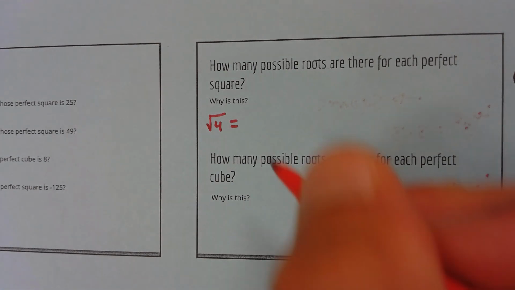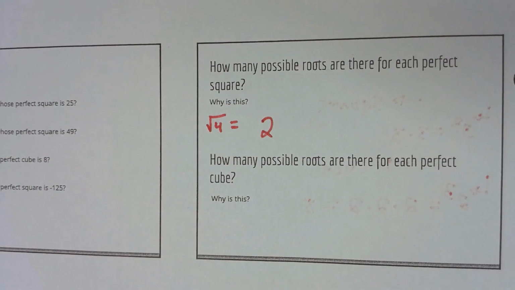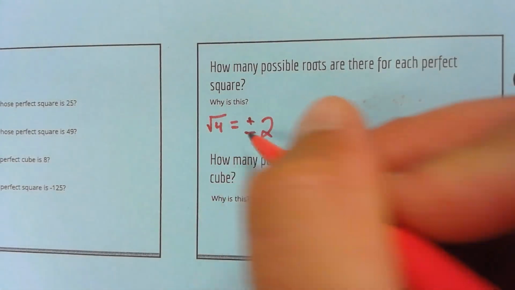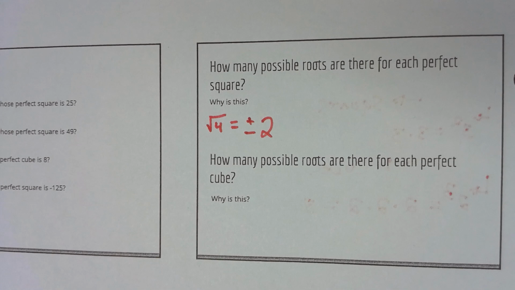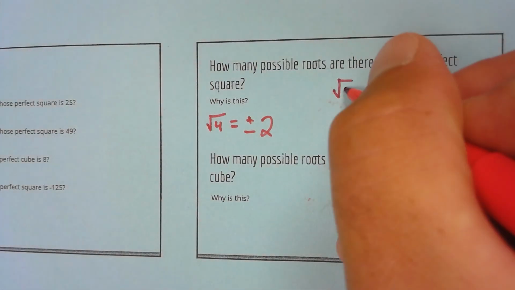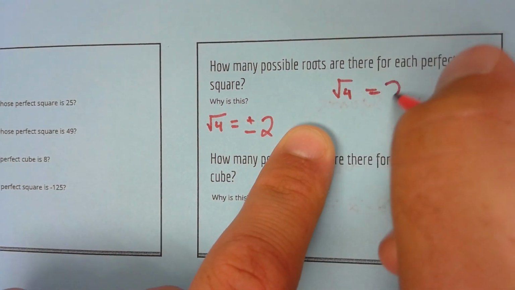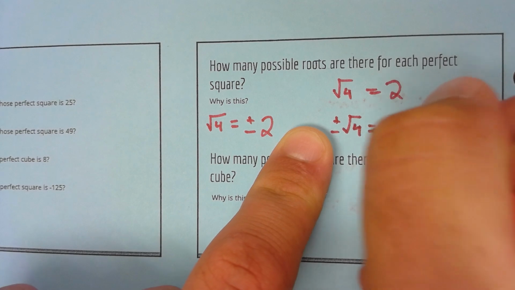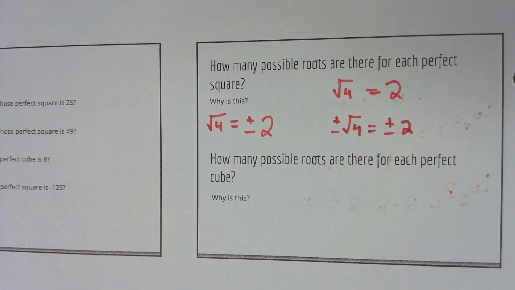Nico, what did we say? 2. Is there another number times itself that gives me a positive 4? What did you say, Cece? Negative 2. Okay, so because a negative times a negative is a positive, when we take square roots, it can be positive and/or negative. Usually it's going to specify. So if we see just root 4, this is asking for the positive root. If we see plus or minus root 4, that's when we'd say plus or minus 2. Because of it being times itself, when we take the root, it can be negative.